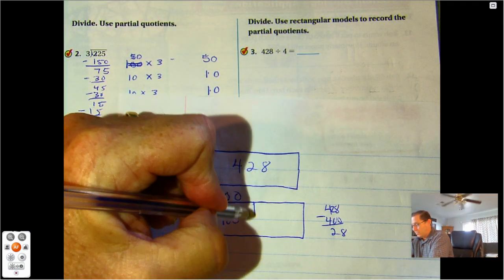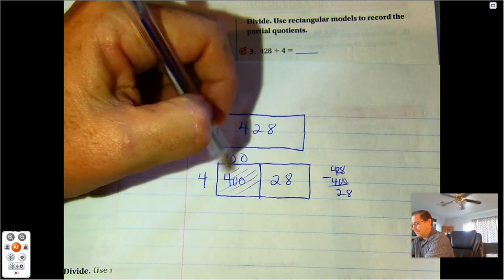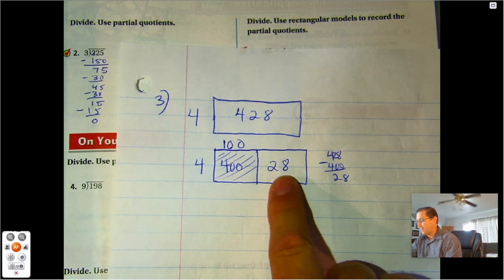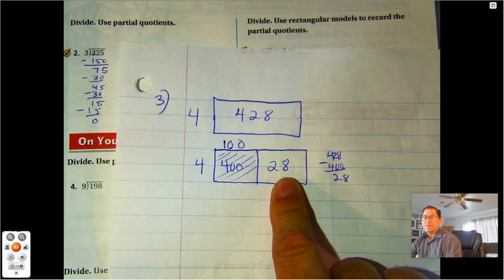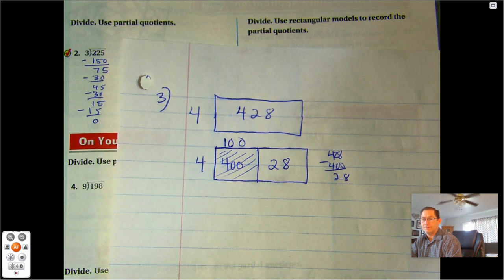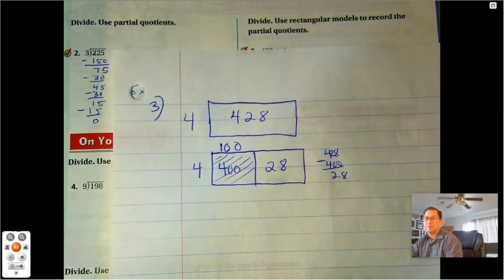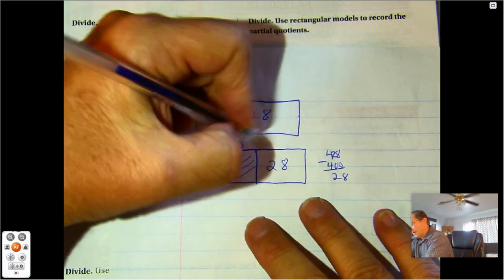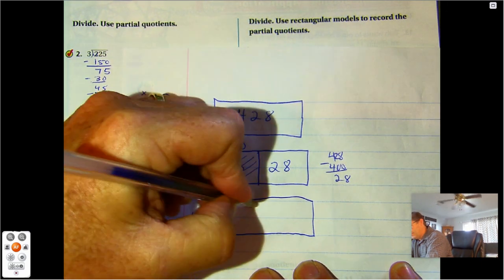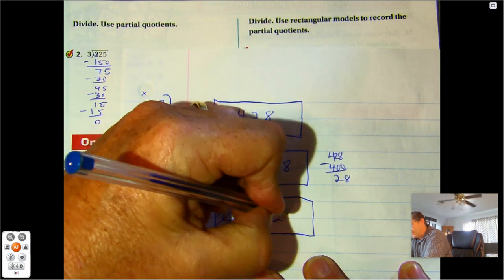All right, so now we have 400. I'm going to shade that to show that I've subtracted that already, and now I'm left with 28. There's 2 options here. I know that 28 is a multiple of 4. Could I break up the 28 into 20 and then 8? Yes, I could. But I'm going to go with the basic math fact. We already subtracted that, and now we're going to finish this off.